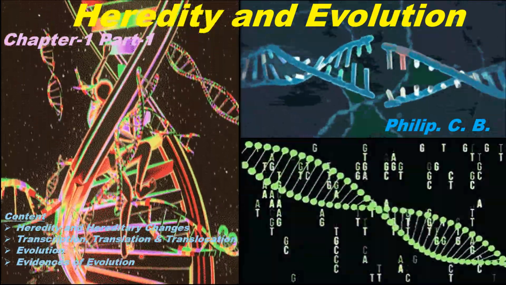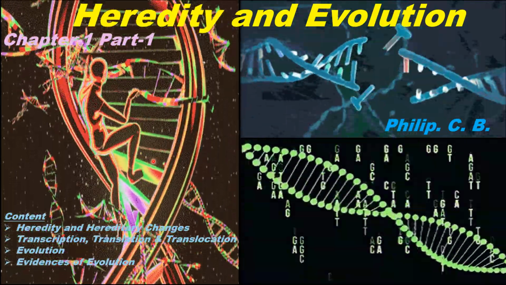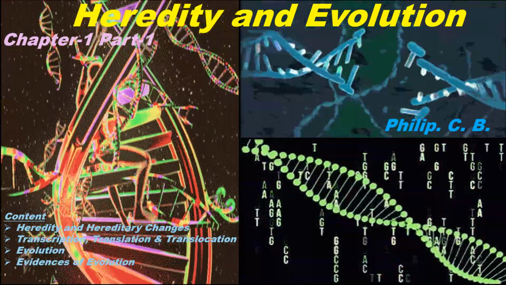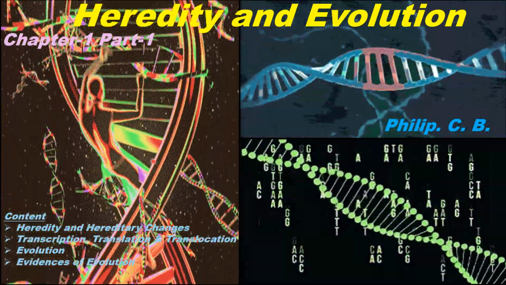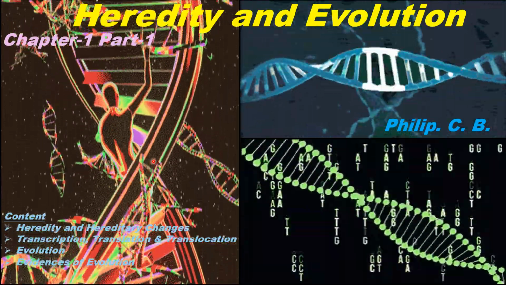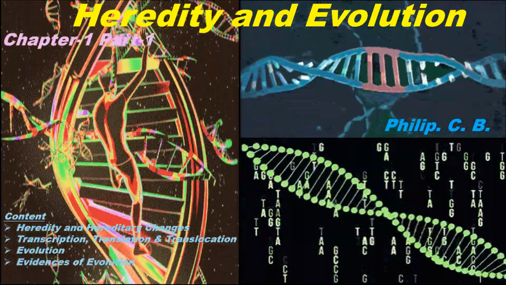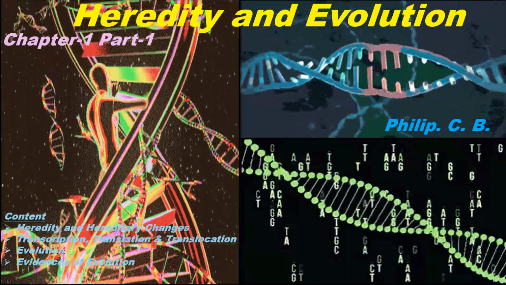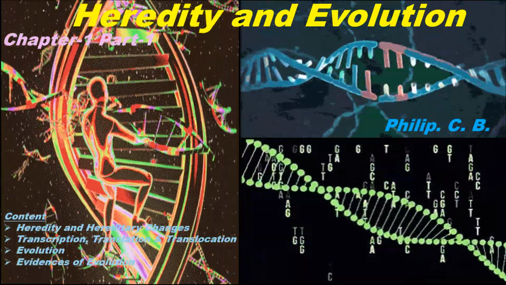So if you see the animation in the present slide, you can see something interesting. Here you can see a man climbing a ladder, but it is a DNA ladder, which indicates how the changes of DNA have taken place over a period of time, right?